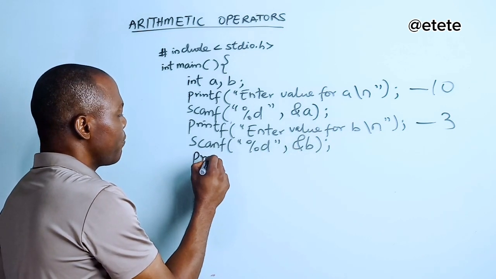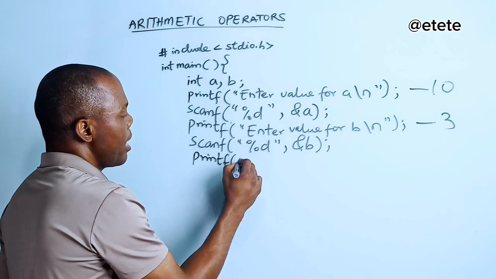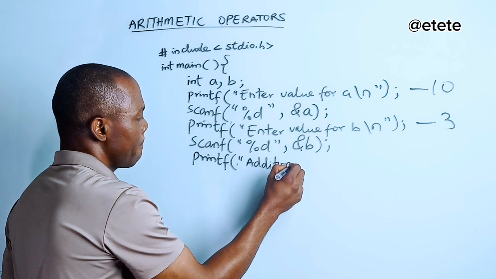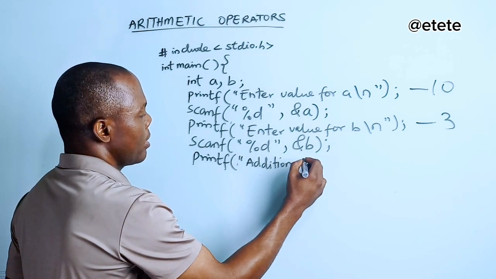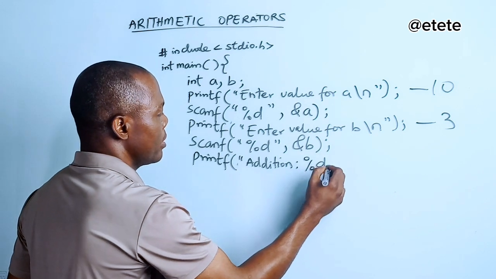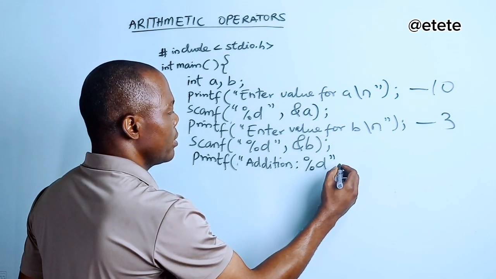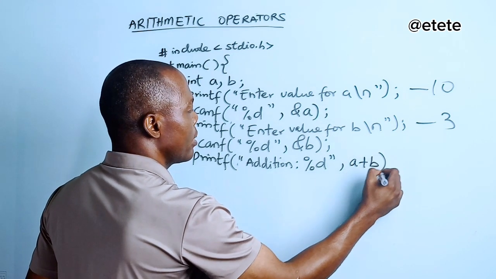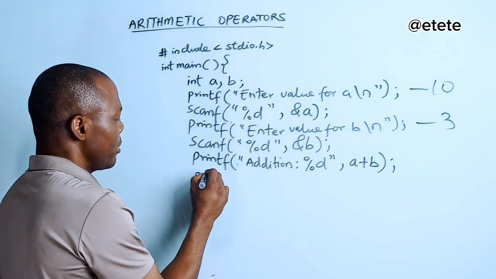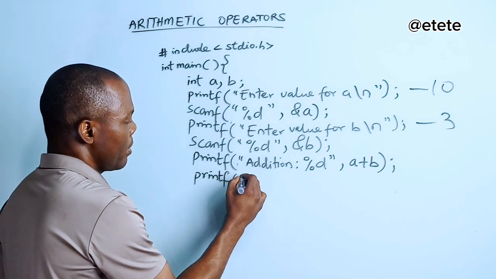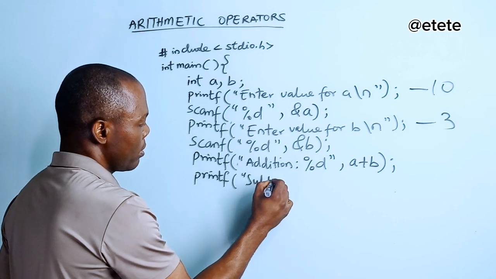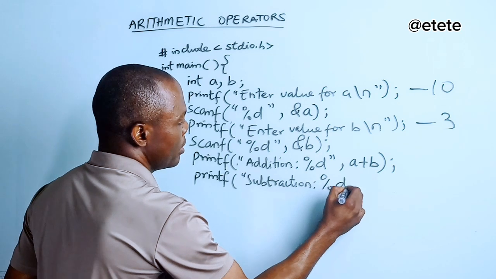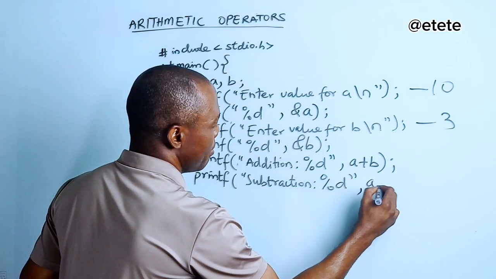Then I will say printf, addition, then percentage d. Then I will close this, and then I will say comma a plus b. Here I will say printf, subtraction, percentage d, comma a minus b.